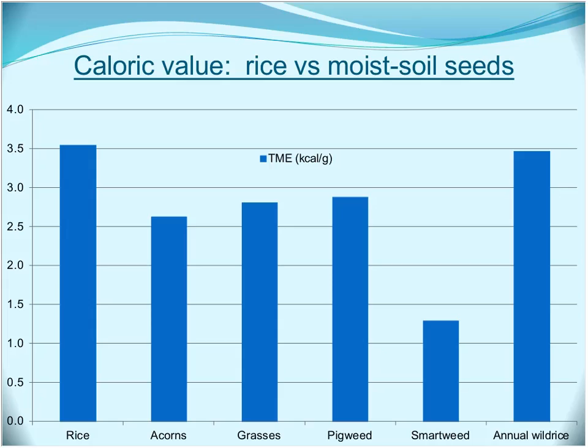The caloric value of some of these seed, you can see over on the left how high rice is. This is total metabolizable energy in the various food sources. Grasses and pigweed are pretty high. Smartweed, the individual seed, is fairly low in terms of energy for the animal. But you can see that rice provides a high level of energy. Waste rice provides a lot of nutrients and energy for these animals during this important and critical time of the year.